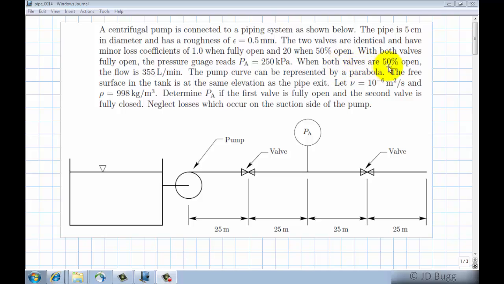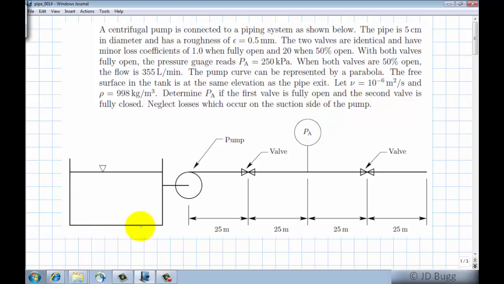When both valves are 50% open, the flow is 355 liters per minute. The pump curve can be represented by a parabola. The free surface in the tank is at the same elevation as the pipe exit. Let nu equal 10 to the minus 6 meters squared per second and rho equal 998 kilograms per cubic meter. Determine PA if the first valve is fully open and the second valve is fully closed. Neglect minor losses which occur on the suction side of the pump.